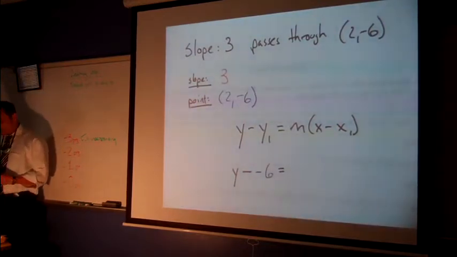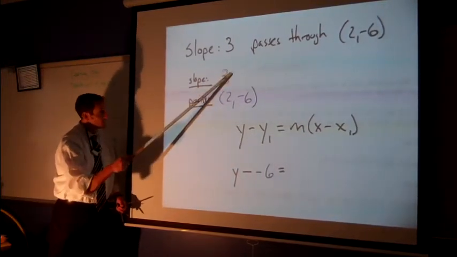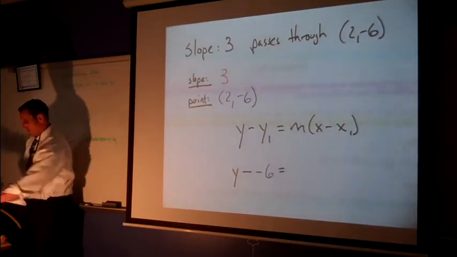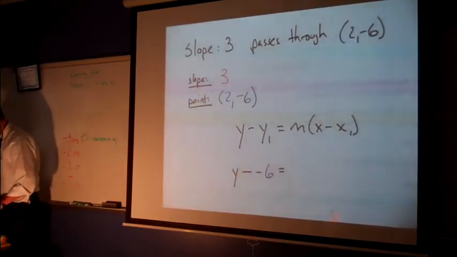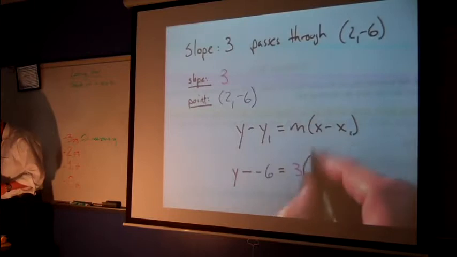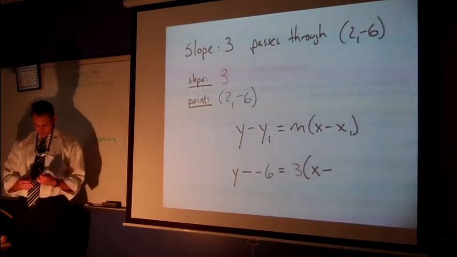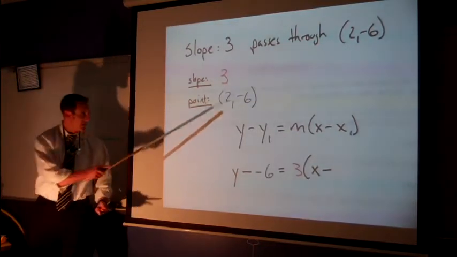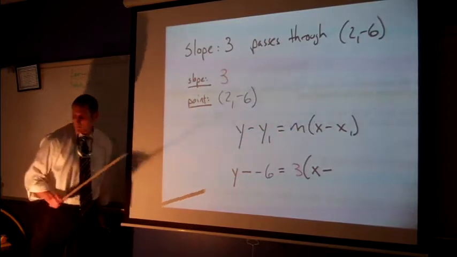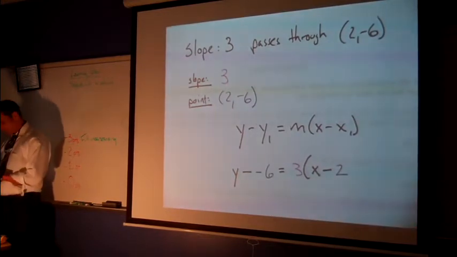The equal sign stays there. The slope comes from the slope that we were given. So instead of writing slope here, we have a slope of 3. We'll put the 3 down here. So our slope is 3. This x stays x, this minus sign stays there, and x1 comes from the x-coordinate of the point that we were given. The x-coordinate is 2. So we input our x1, excuse me.